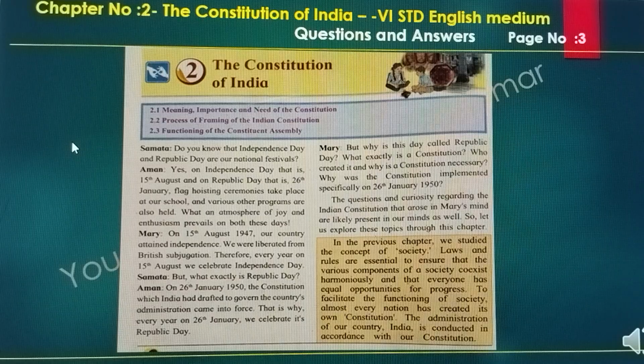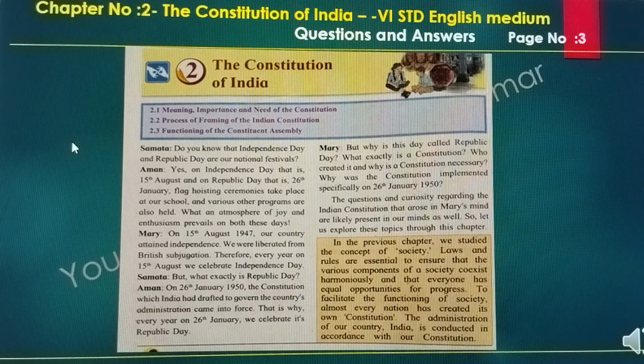Samantha, do you know that Independence Day and Republic Day are our national festivals? Amen: Yes. On Independence Day, that is 15th August, and on Republic Day, that is 26th January, flag hoisting ceremonies take place at our school, and various other programs are also held.